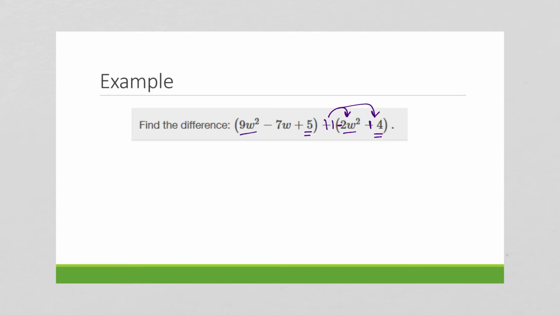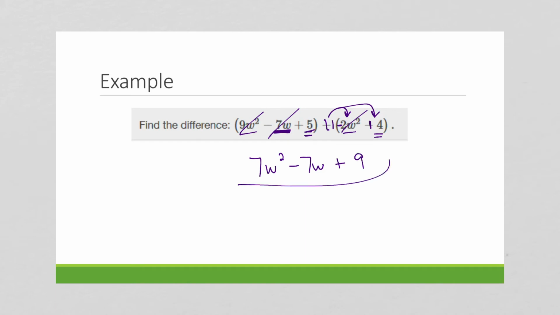there, and there, okay? So now 9w squared plus negative 2w squared is 7w squared. That got rid of that and that. This does not have anything to combine with, so I'm just rewriting it, and that goes away. Positive 5 plus positive 4 is 9.